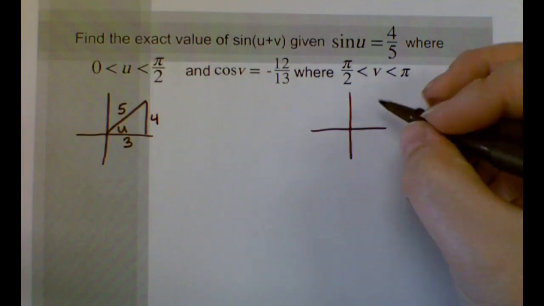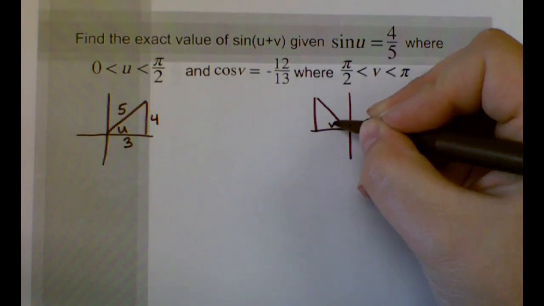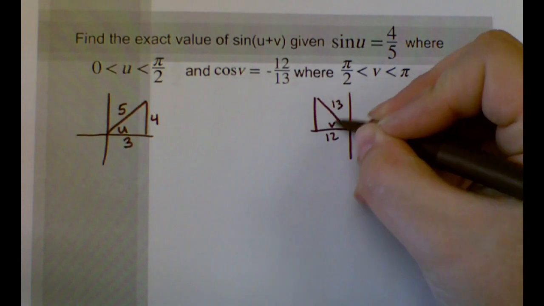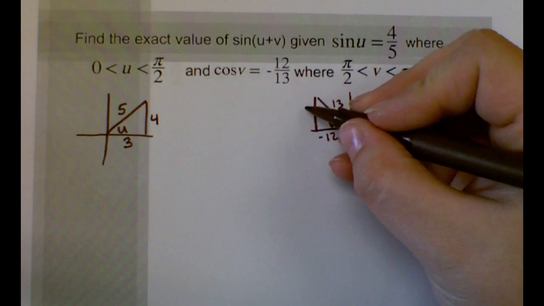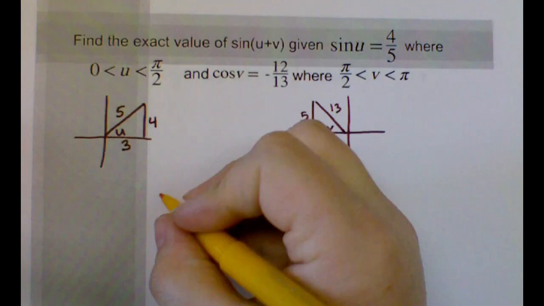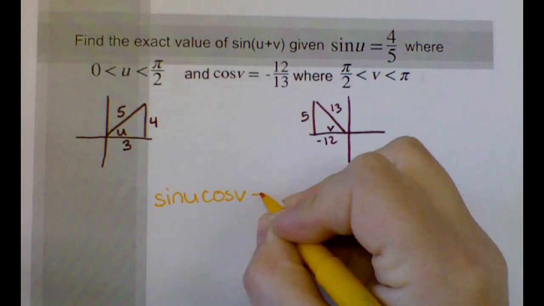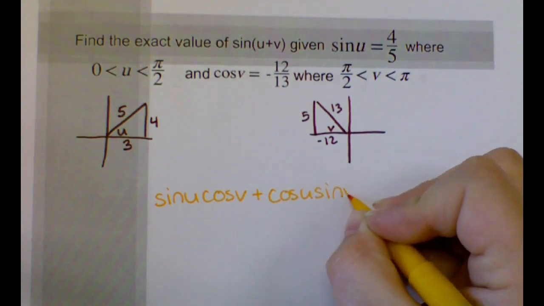V is in the second quadrant, so I'll draw myself a triangle there. I know the cosine of V is negative 12/13, and a little light Pythagorean theorem tells me that this should be 5. Now I can do everything I need. I want the sine of U plus V, so I'll break that apart using my rules. It's the sine of U times the cosine of V plus the cosine of U times the sine of V.